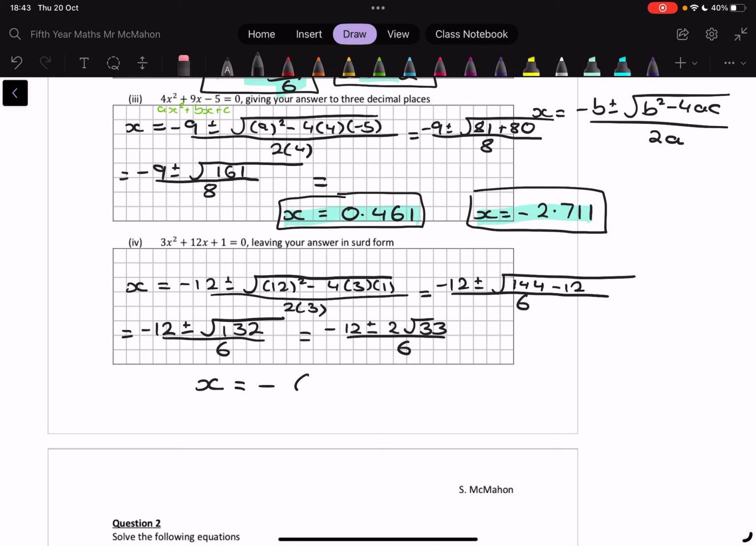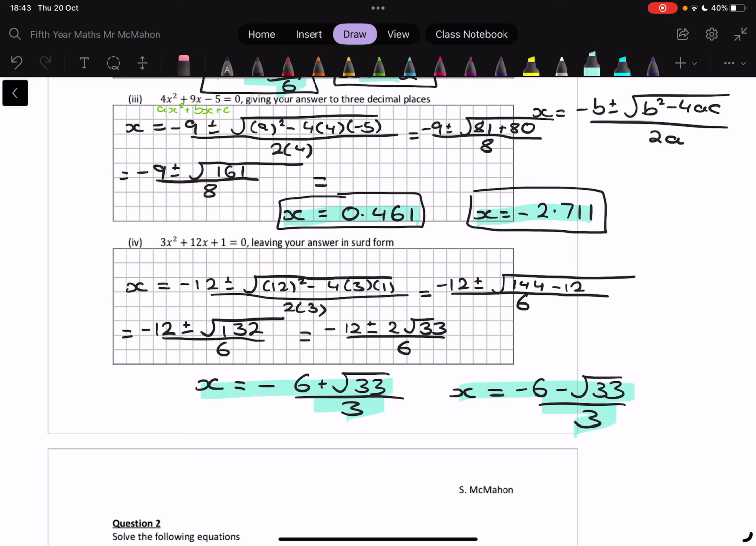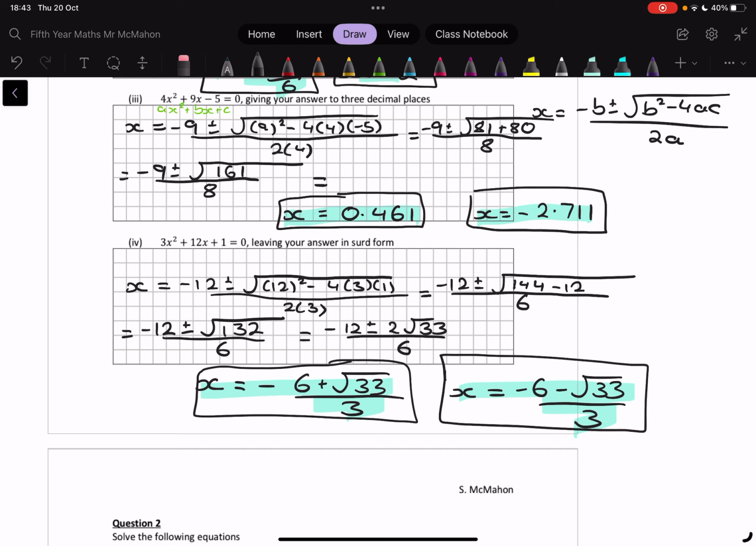So our first answer is minus 6 plus the square root of 33 all over 3. And we also have x is equal to minus 6 minus the square root of 33 over 3. And you could leave that as minus 6 plus or minus the square root of 33 over 3. That would be grand as well. And again, just highlighting our answers to make it really clear to an examiner that these are our two answers for ease of marking. And that is the first question.